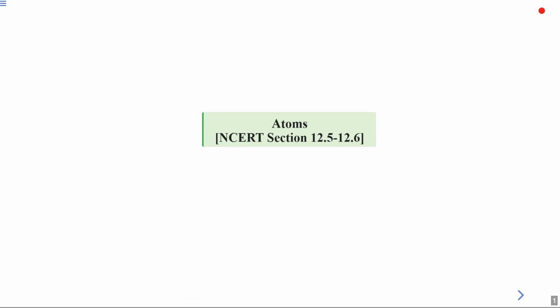So today we are going to discuss NCERT section 12.5 and 12.6 of chapter Atoms.